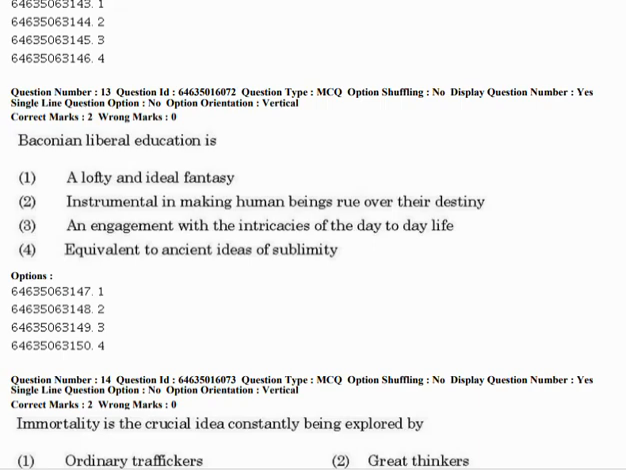Baconian liberal education is a lofty and ideal fantasy instrumental in making human beings rule over their destiny, and engagement with the intricacies of day-to-day life, equivalent to ancient ideas of sublimity. This one will not be it either. This could be: instrumental in making human beings rule over their destiny. Wrong. A lofty ideal fantasy. Wrong. This one is the correct answer.